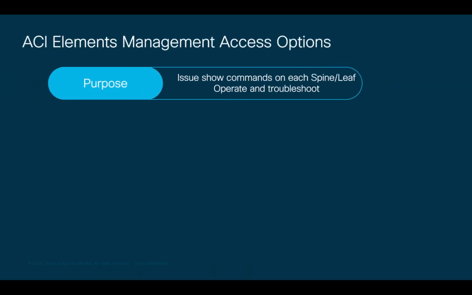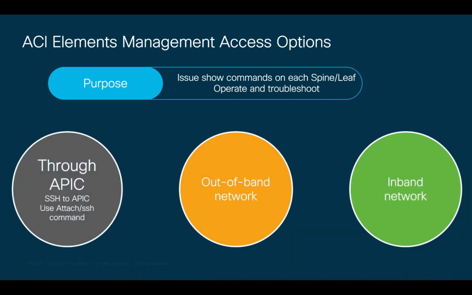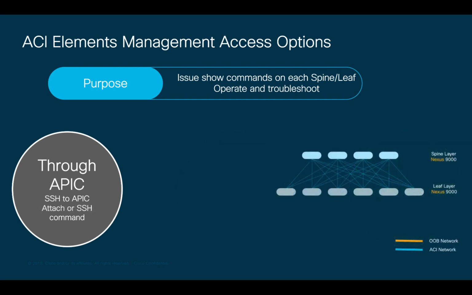Let's begin with management. ACI provides us with 3 different options to access the APICs as well as each spine and leaf in the fabric for operations, configuration, and troubleshooting purposes. Let's start with the first one. The APIC can be used as a terminal server to jump from it to any given spine or leaf by using the ACI infrastructure network. This is how it works.